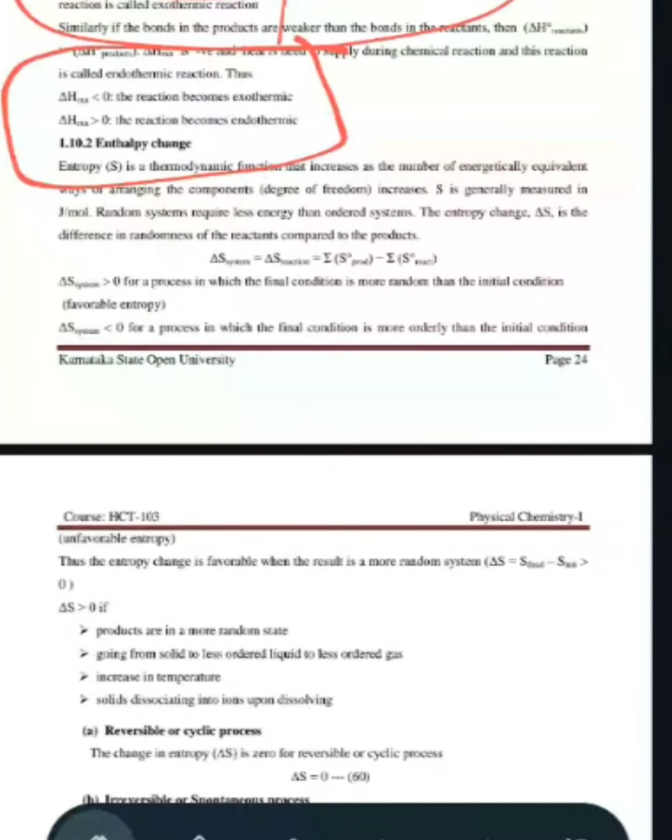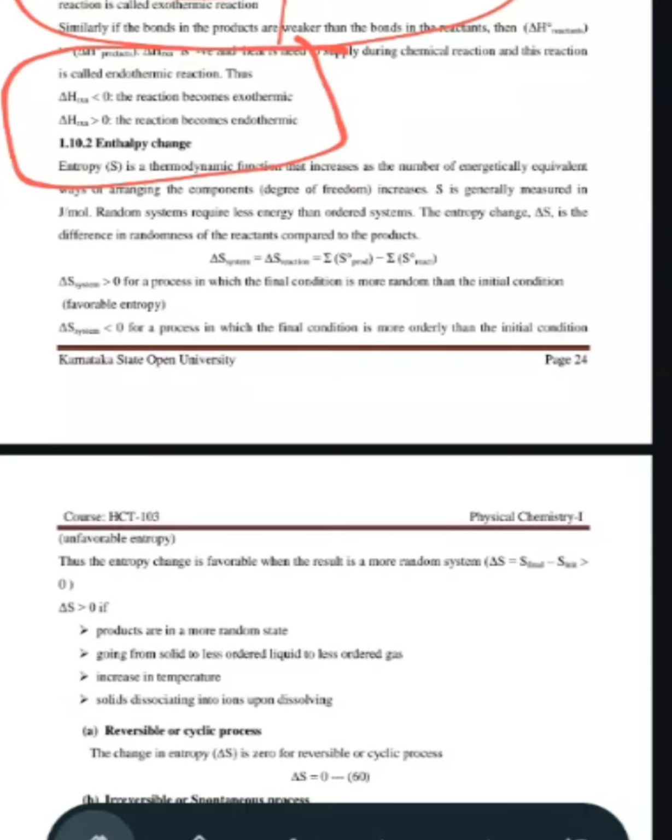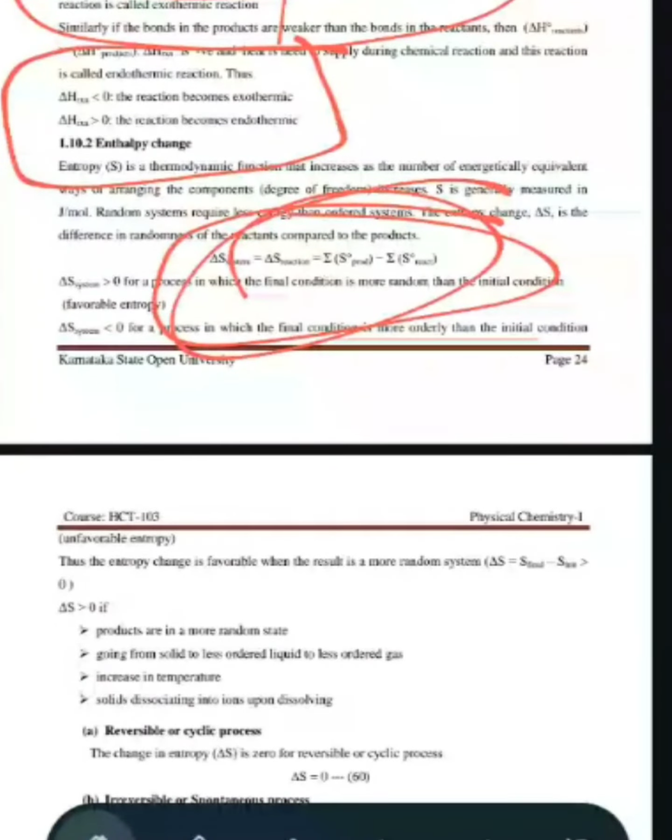So here the entropy changes. The entropy change can also be calculated. That is delta S of a system or a reaction is equal to the summation of S naught of products minus the summation of S naught of reactants. Whatever you need to calculate, enthalpy or entropy, it is product minus reactant, product minus reactant. Those are the values you are going to take.